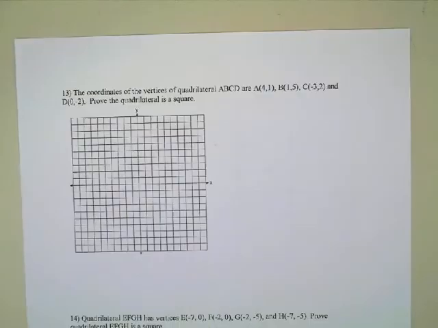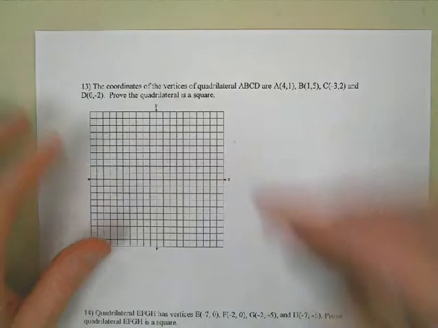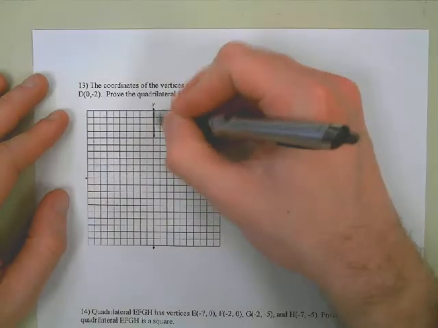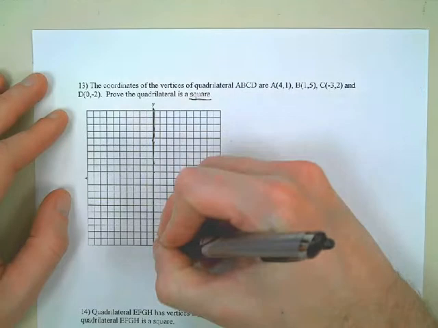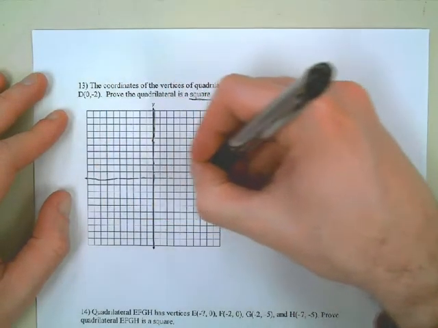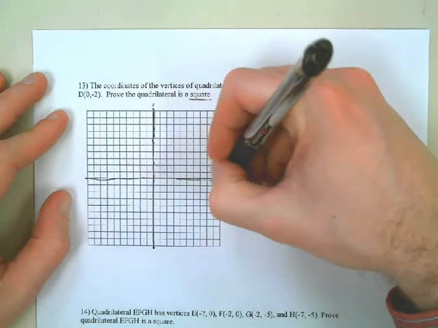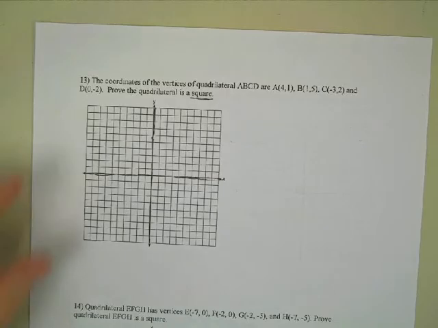This one wants us to prove that this quadrilateral we're going to look at here is a square. So again, I'm going to draw in my axes here because this is more helpful for getting those coordinates down right. I think my black pen is dying. We'll plot these points here.